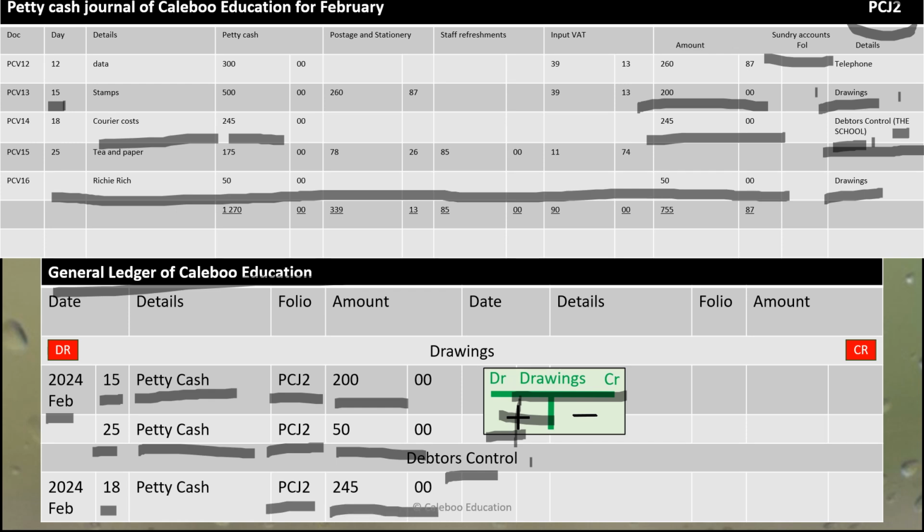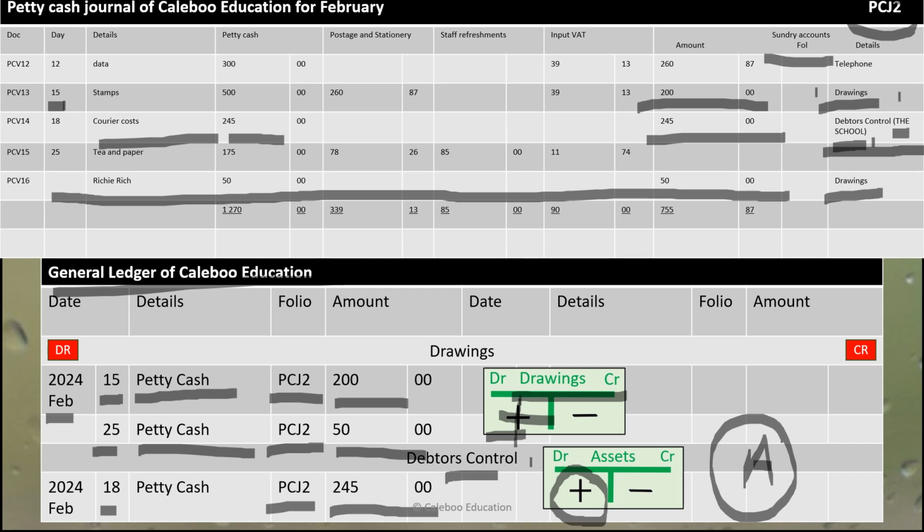How much? 245. And why did we debit that account? Because the rule says an increase in assets, the account must be debited. And debtors control is an asset. The debtors owe us more as a result of this transaction. The rule says debit the account. So we debit debtors control, increase in assets. It's on the left hand side, which is the debit side.